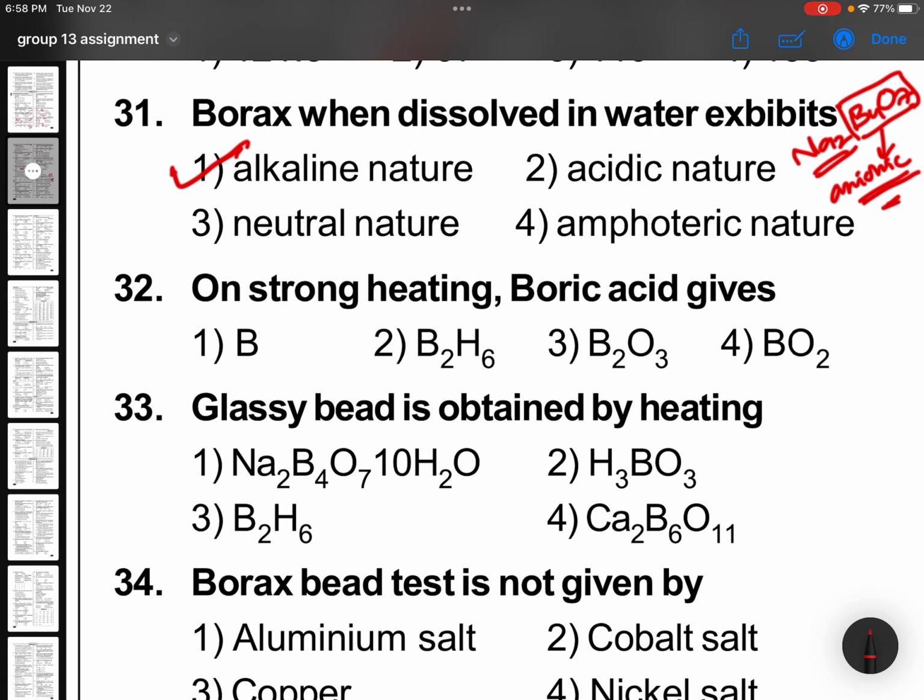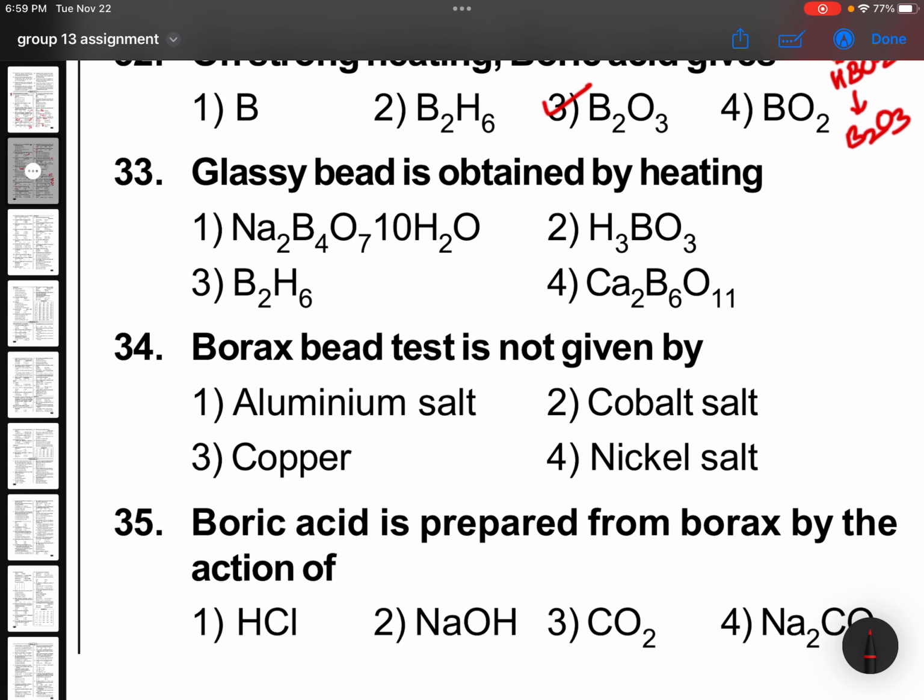32nd question. On strong heating, boric acid gives B2O3. Boric acid, as I told you, is H3BO3. If you are heating this, first it forms HBO2, further it forms B2O3. HBO2 is metaboric acid. Glassy bead is obtained by heating Na2B4O7; you can comfortably heat it and from this you will get the glassy bead. On heating this, you get Na2O plus B2O3.